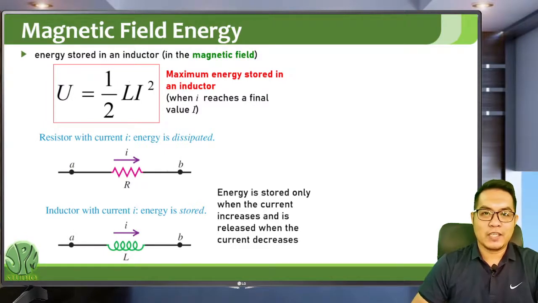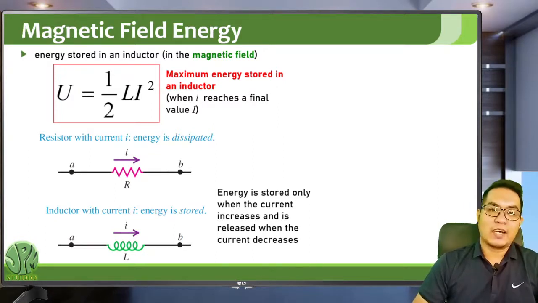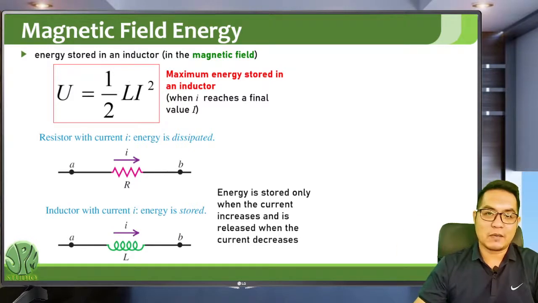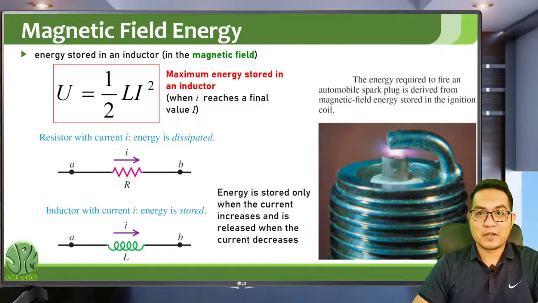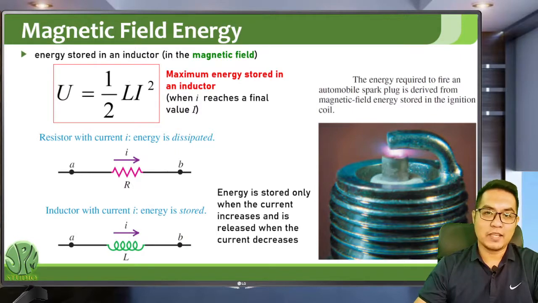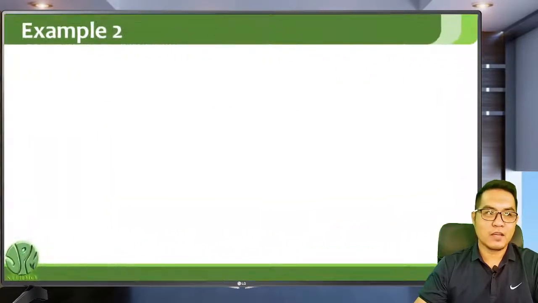It stores energy when the current is increasing. If there's a surge in current, the inductor will store it. But when there's a deficit in current, the inductor will release some current. The energy required to fire a spark plug in your motorcycles or cars is derived from the magnetic energy stored in the ignition coil. So a spark plug is another type of inductor. So let's have an example.